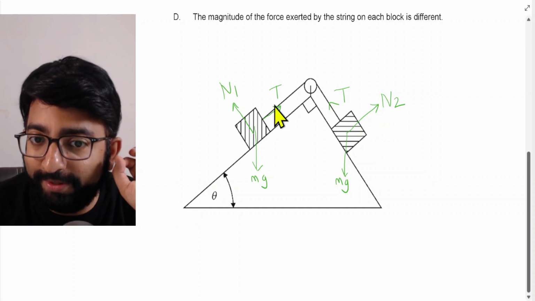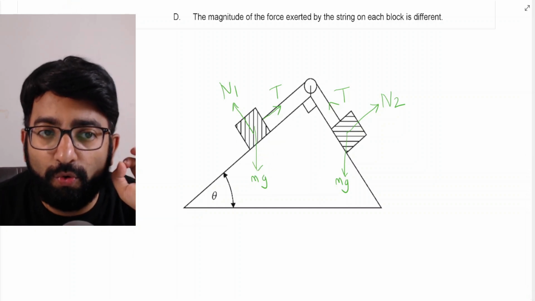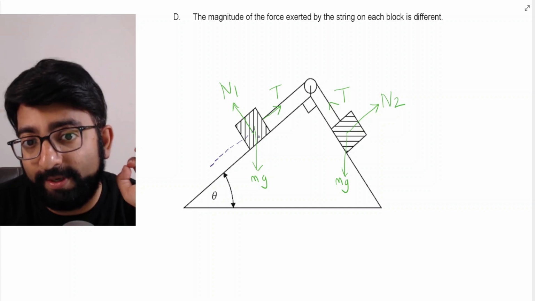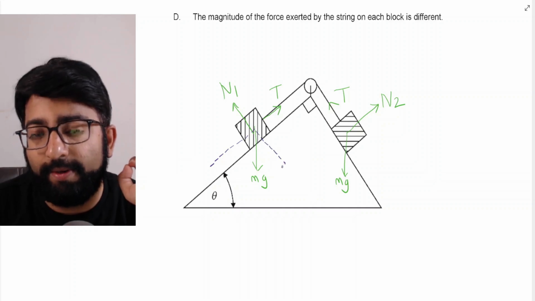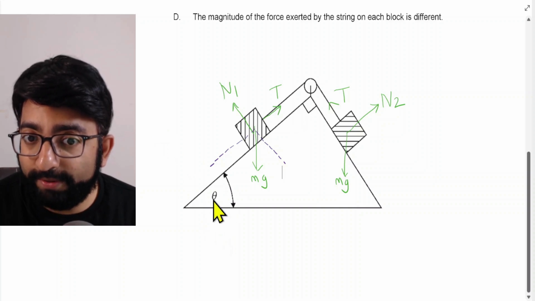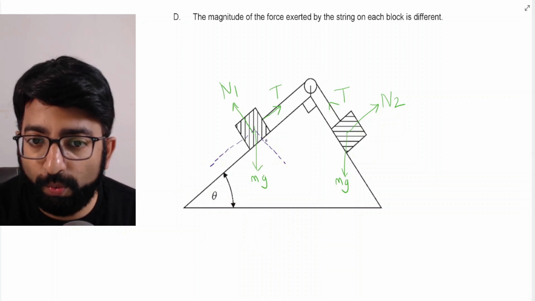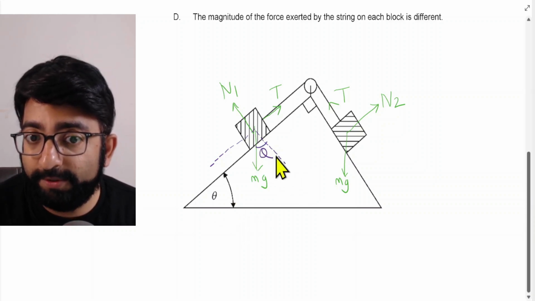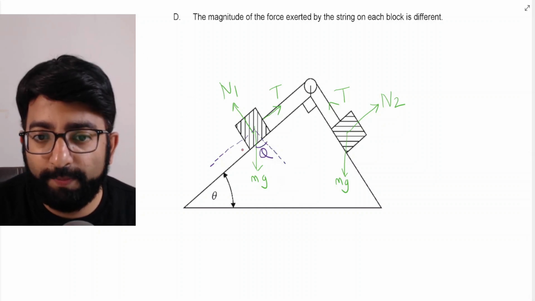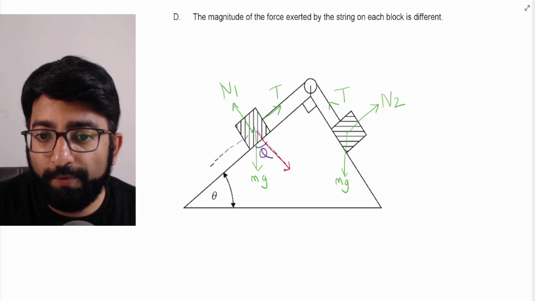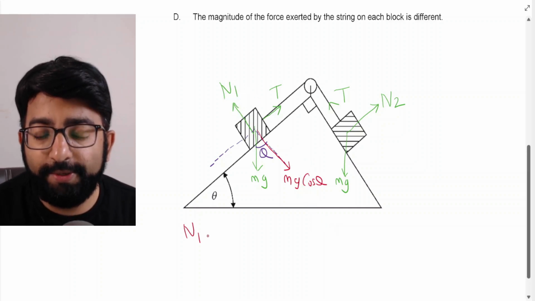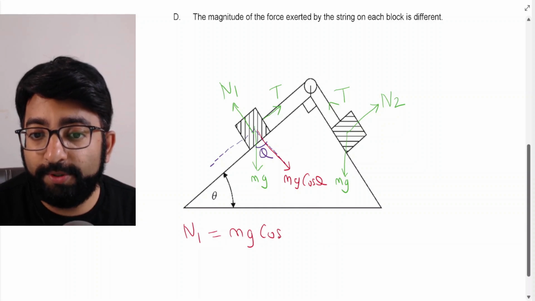How do we do that? If we look at this diagram, if we break the mg into two components, one component of mg will go along the incline like this, and one component of mg will be perpendicular to the incline. So if theta is the angle for this particular surface, this particular angle will also be theta. Now we can figure out the component of mg which is going perpendicular to the incline. So let me draw an arrow for that. This component of the weight will become mg cos theta. And now we can see N1 will balance out with mg cos theta. Hence the equation becomes N1 is equal to mg cos theta.